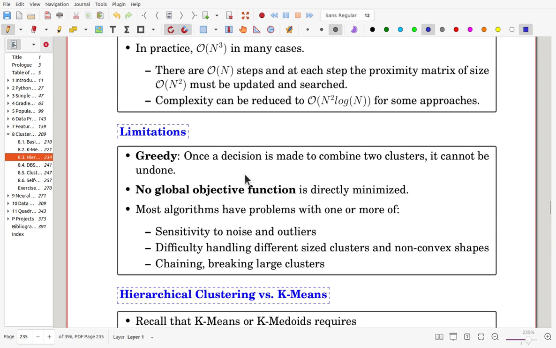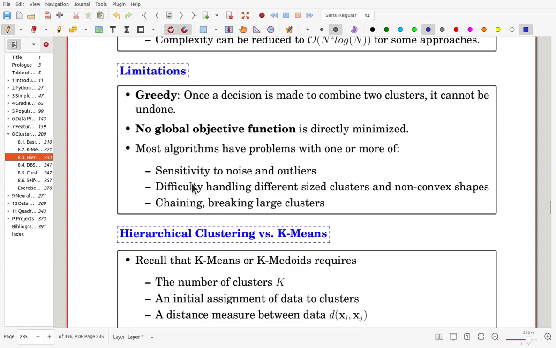Okay, here, for hierarchical clustering, we have limitations. It's greedy. Once a decision is made to combine two clusters, it cannot be undone. And for hierarchical clustering, it's hard to define a global objective function. But in clustering, the global objective function is preferred. And most algorithms have problems with one or more of these.